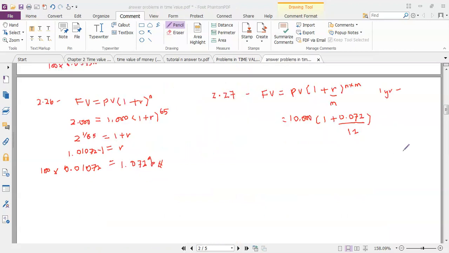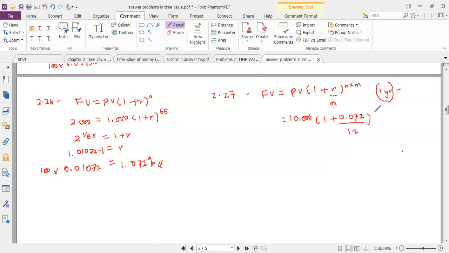Mana tadi? Okay, tadi. 1 year is equal to 12 months. So it means that the M here is 12. Okay. If the question said compounded quarterly, so in 1 year, quarterly means every 3 months. So how many times? Quarterly is 4 times. Okay, so M is 4. Now compounded monthly, it means for 1 year we have 12 months. So M here is 12. Okay. How about N? N is 1.